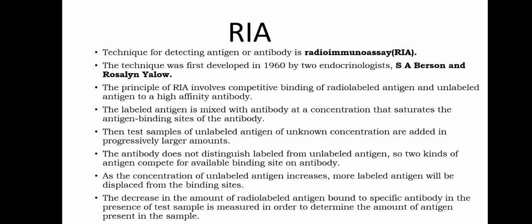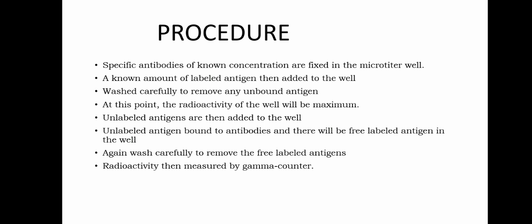In this technique, we have a microtiter well which is coated with an antibody, and two antigens. One is radio-labeled and another one is unlabeled. Coming to the procedure of RIA, first the microtiter well is coated with an antibody, and to this antibody-coated microtiter well, radio-labeled antigen is added, and the antigen-antibody interaction is allowed to take place. The free radio-labeled antigen is removed by washing, and after that the radioactivity of the well is measured, and the radioactivity of the well becomes maximum at this point.